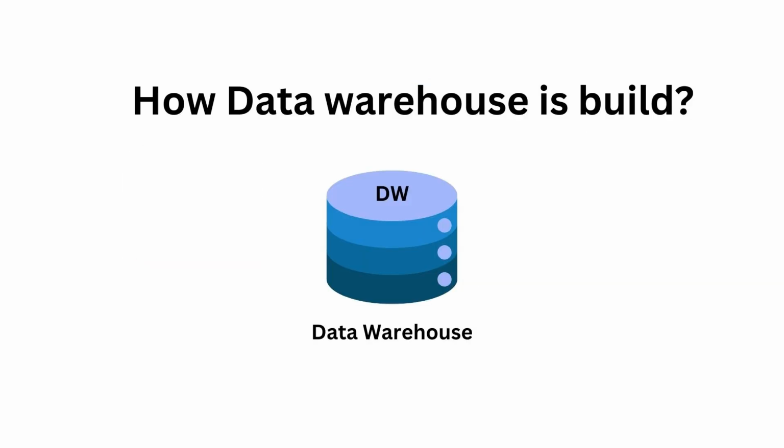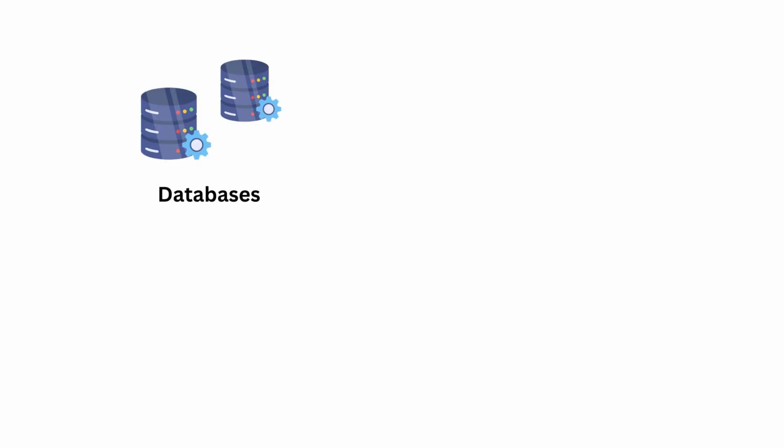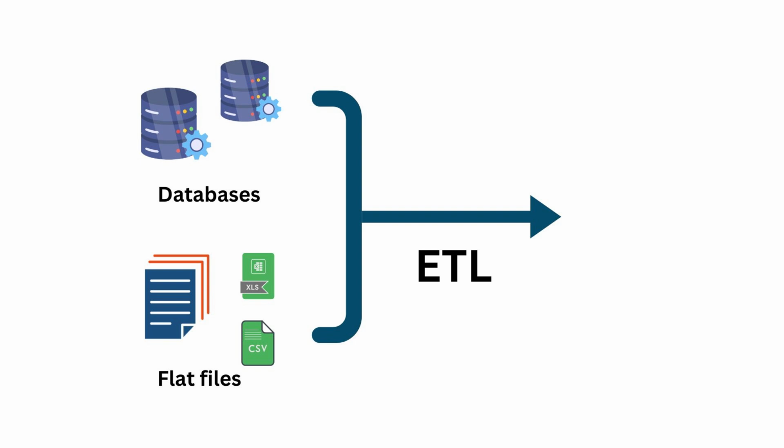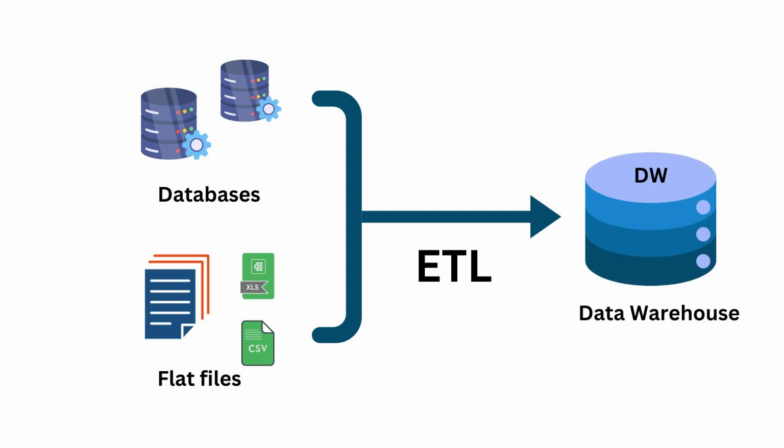In simple terms, it's consolidated data from multiple sources. These sources could be operational databases, flat files like Excel, CSVs, or even APIs. All this data is extracted, transformed, and loaded, what we call ETL or sometimes ELT, into a centralized relational database, which we call a data warehouse.